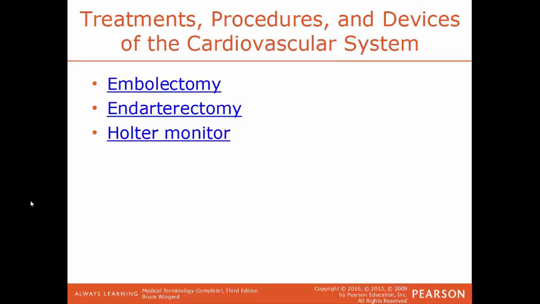So our next term, endarterectomy. This is a surgical procedure that's used to reduce the risk of stroke in the patient. It's usually done by removing the material on the inside of the vessel in order to correct the stenosis or the narrowing of that vessel. But the whole point is to remove the junk inside that vessel to help reduce the risk of stroke.